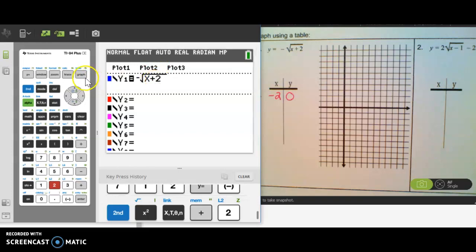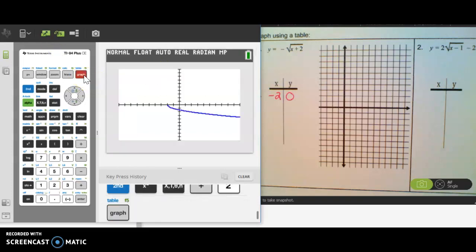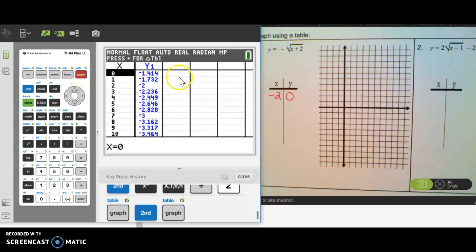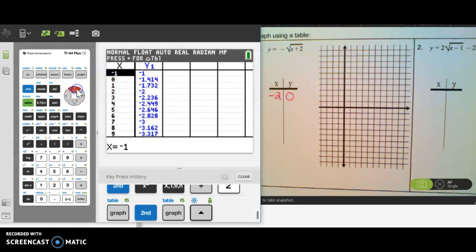Now that I typed it in, we are going to go to the graph. We kind of see what it looks like. It's curving down. Here's where it starts. And we need our table. So we'll go second, graph, there's our table. So I actually want you to scroll until you find the starting point. The starting point is negative 2, 0.